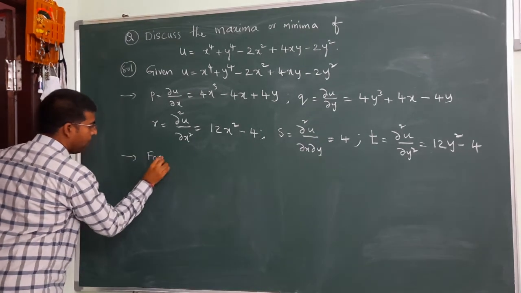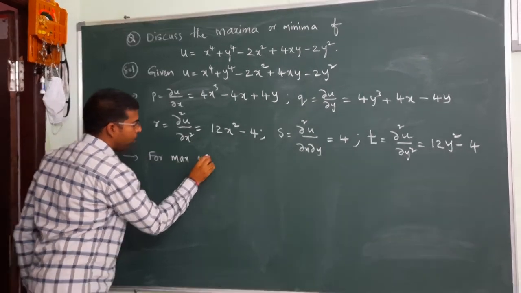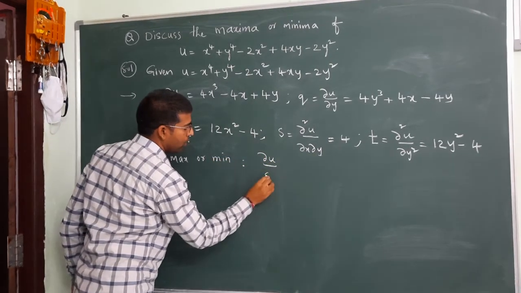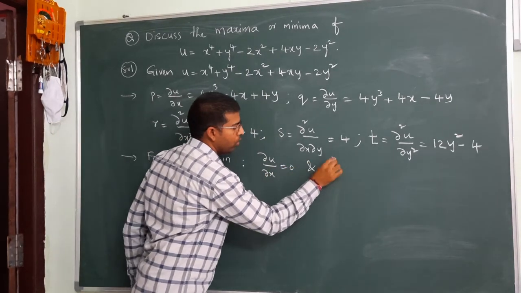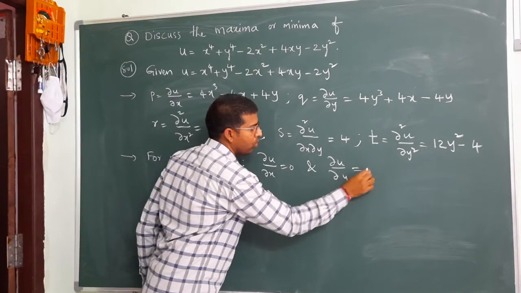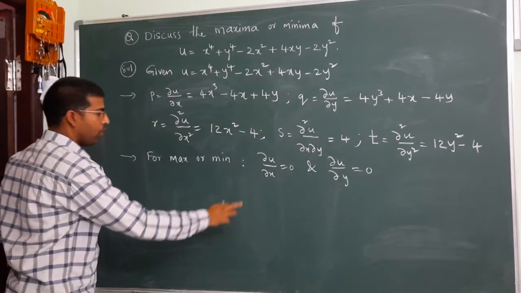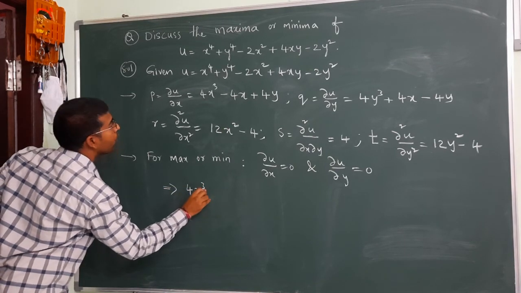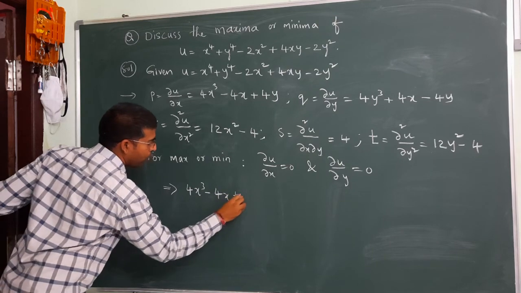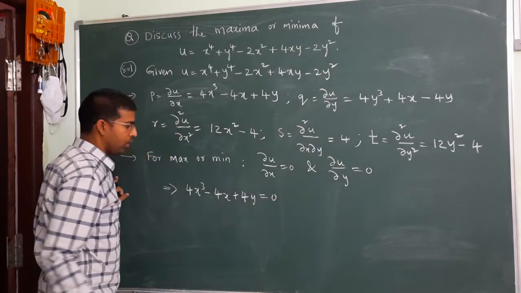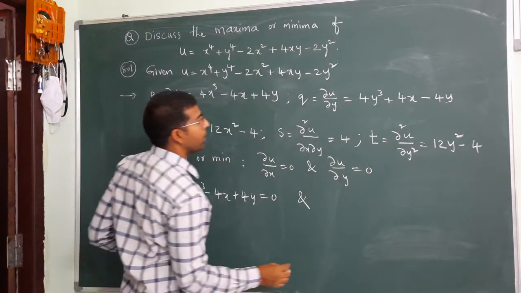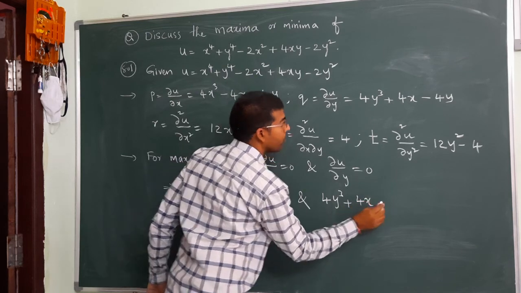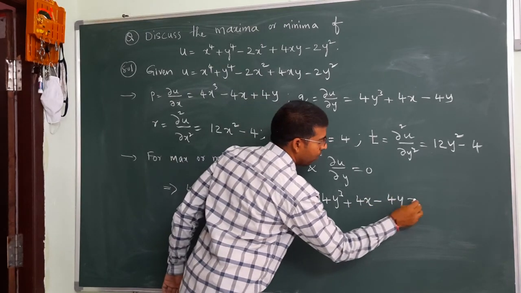For maxima or minima, what we need to do? Dou u by dou x is equal to 0 and dou u by dou y is equal to 0. We have to solve these two equations, right? What is dou u by dou x 0? That implies 4x cube minus 4x plus 4y is equal to 0. First one. And what about the second one? Dou u by dou y means 4y cube plus 4x minus 4y is equal to 0.